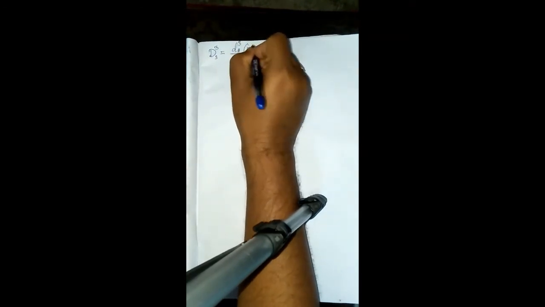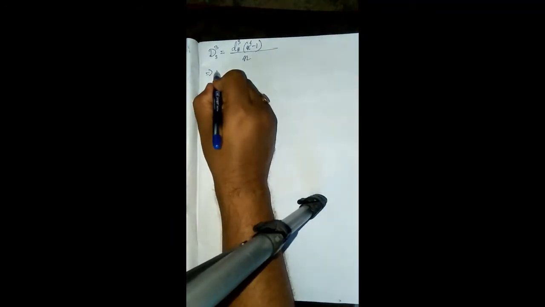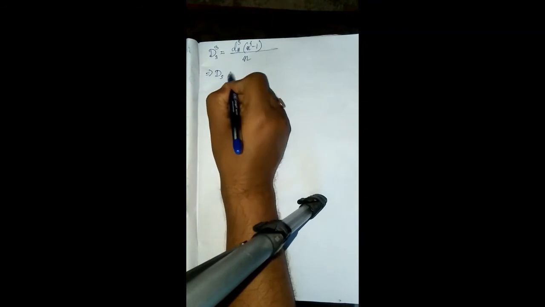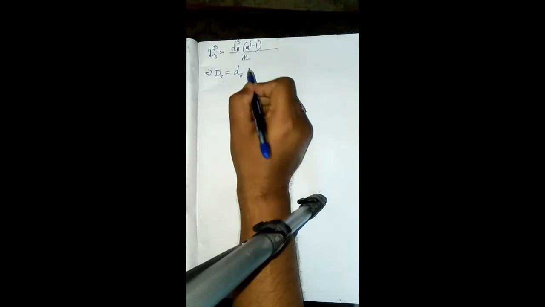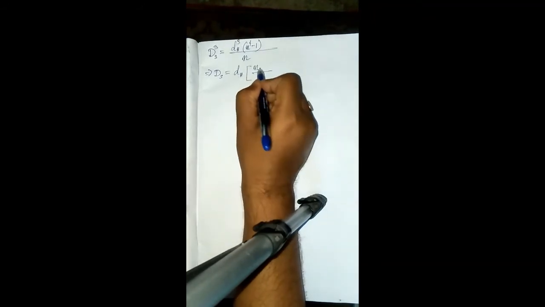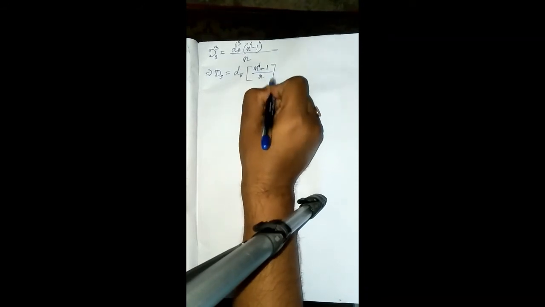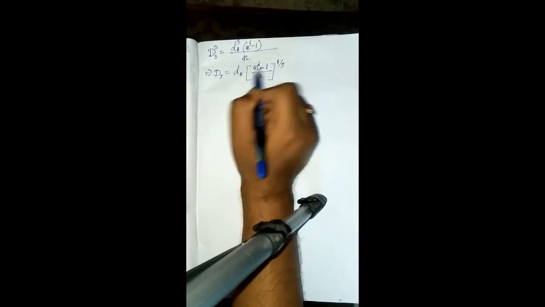Okay, so ds cube becomes dh cube into n to the power 4 minus 1 by n. Okay, so ds becomes dh into n to the power 4 minus 1 by n, whole to the power 1/3.